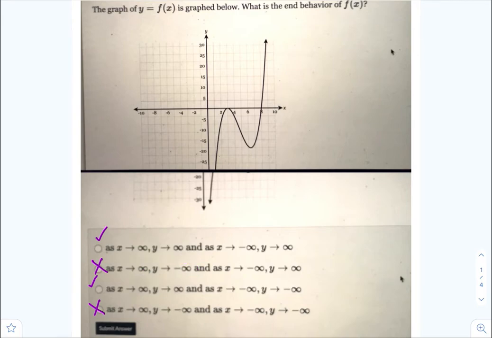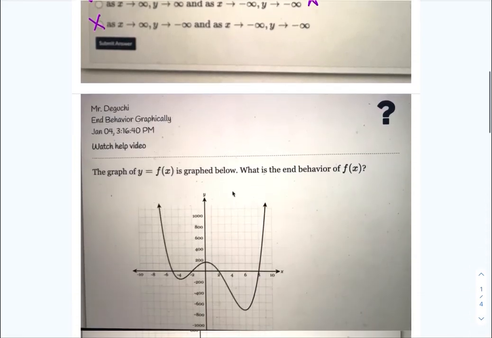Now, let's look at what happens when x approaches negative infinity. As x is approaching negative infinity, moving to the left, notice y is approaching negative infinity. As x goes to the left, y is going down. So it can't be this one because that's approaching positive infinity. That means it has to be this one, because as x is approaching negative infinity, y is approaching negative infinity.